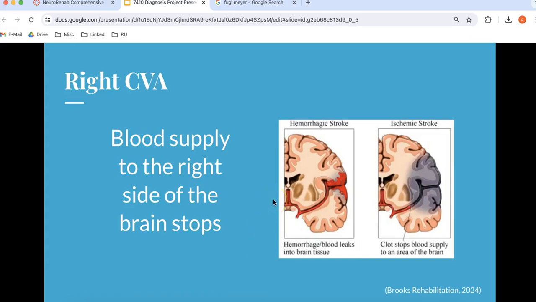So a right CVA happens when blood supply to the right side of the brain stops, and it can be a hemorrhagic stroke, which is when blood leaks into the brain tissue, or an ischemic stroke, which is when a clot stops the blood supply to an area of the brain.